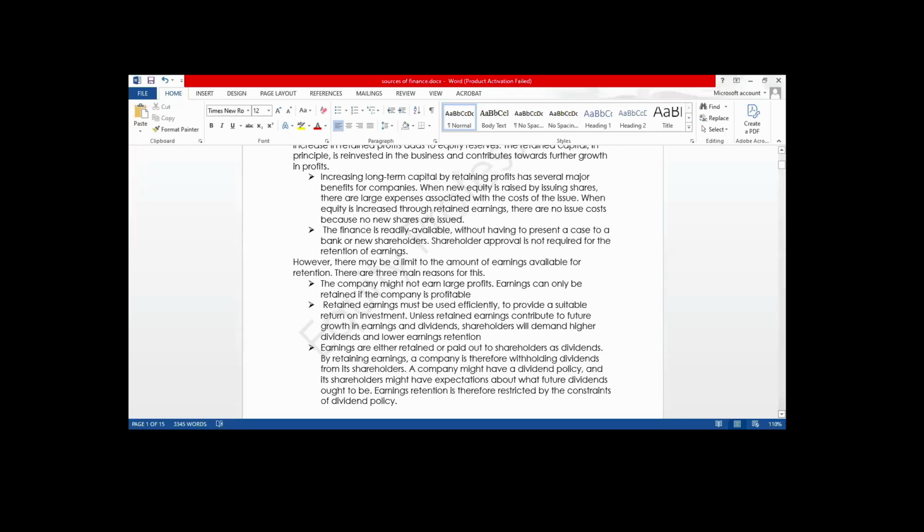Number two limitation with retained earnings. Retained earnings must be used efficiently.